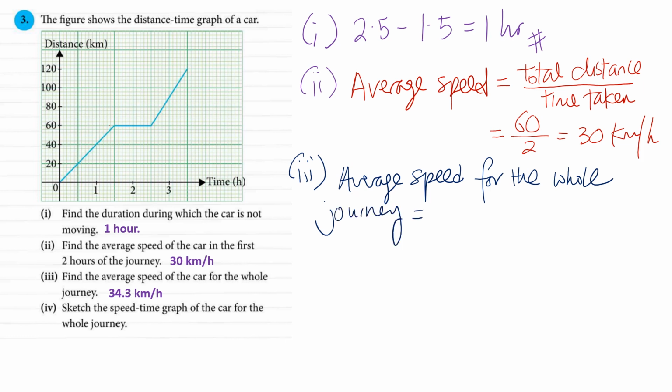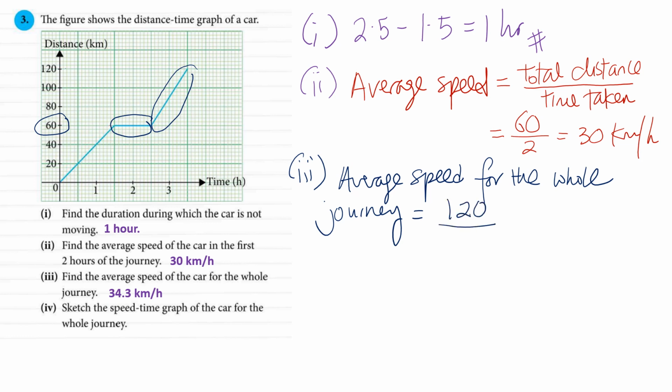All right, let's calculate the total distance traveled. For the first 1.5 hours, the total distance traveled is 60. Then it never moved, stationary, so there's no increase in the distance traveled. After that, it starts to travel again at a constant speed all the way up to 120. So in other words, the total distance traveled is 120.